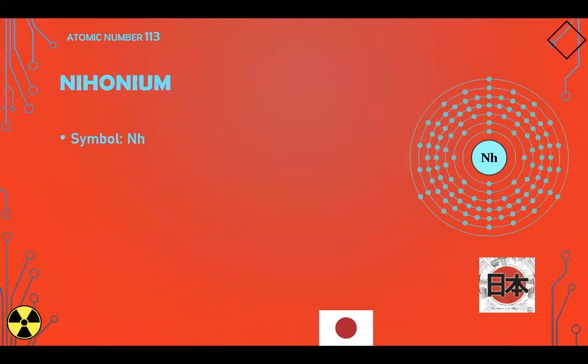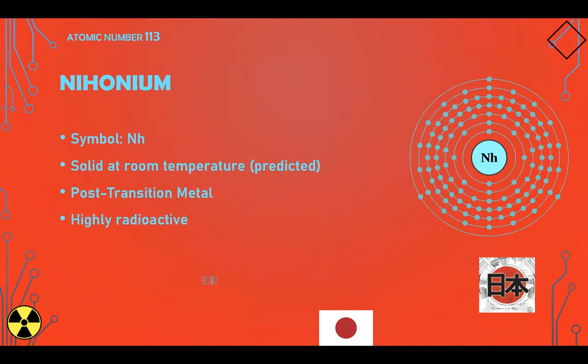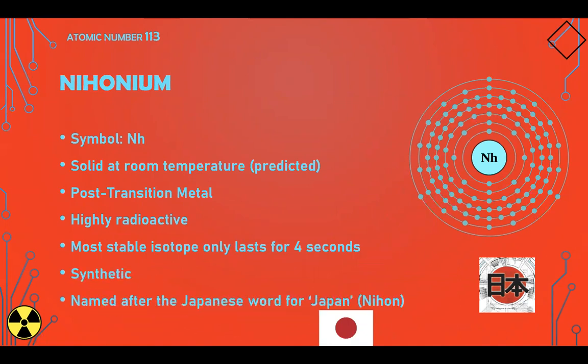Nihonium, with the symbol Nh. Solid at room temperature, that's what's predicted of it. Nihonium is a post-transition metal. It's highly radioactive. And did you know that nihonium's most stable isotope, or basically its form, lasts for only about 4 seconds? That's way less than francium. Nihonium is synthetic, and it is named after the Latinized version of the Japanese word for Japan, which is Nihon.